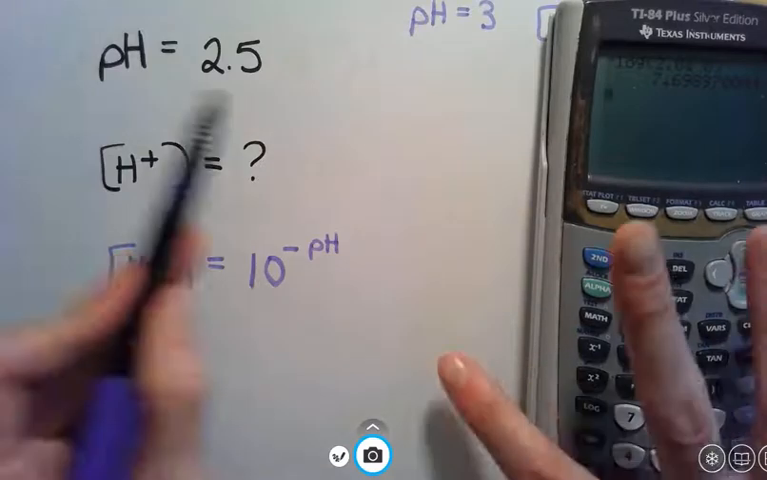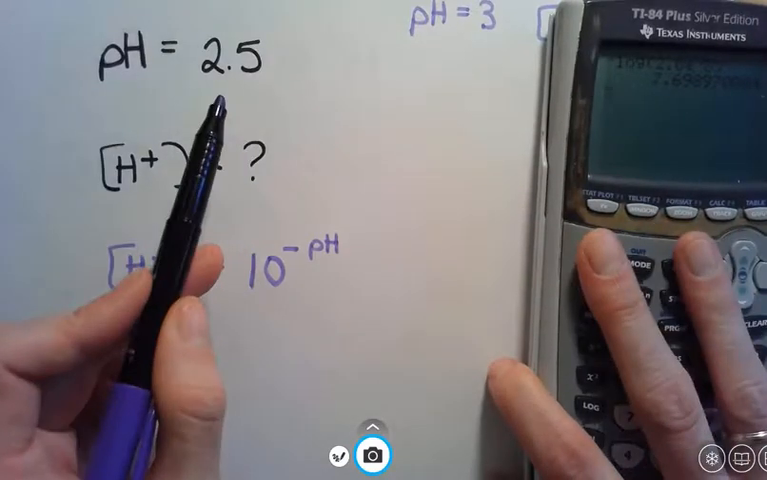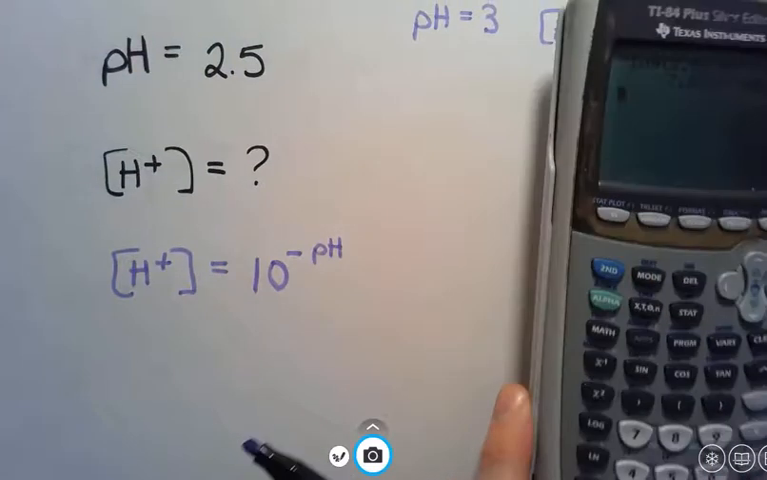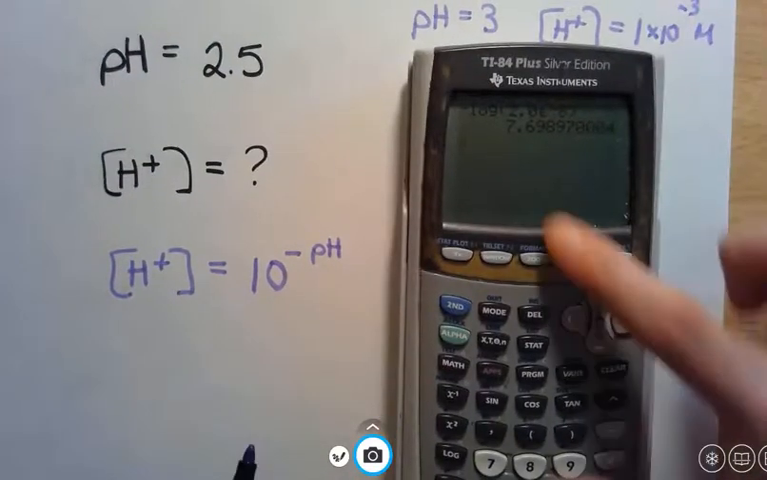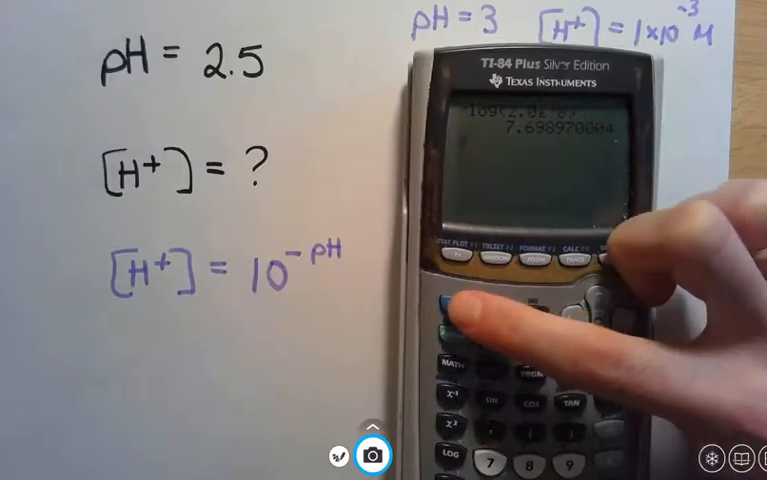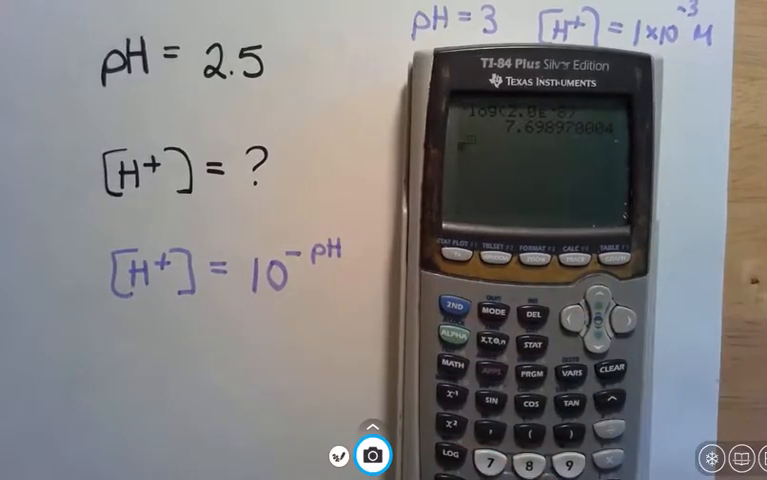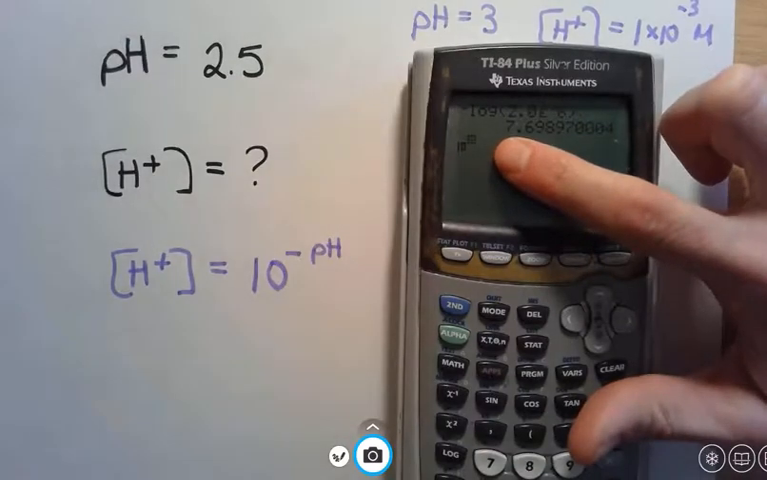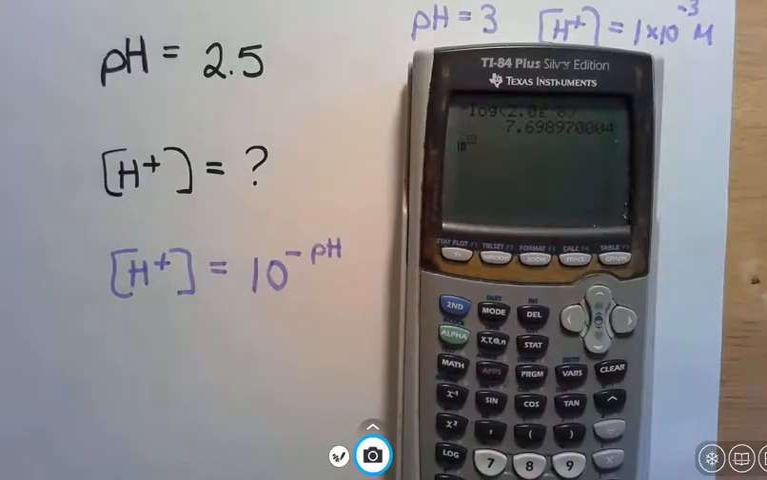So if I want to know what the hydrogen ion concentration is for a solution that has a pH of 2.5, I'm going to take not the log button, but second log. You'll notice it's now a 10, and it's got a blinking exponent space for us to plug in our numbers. I'm going to do negative 2.5.